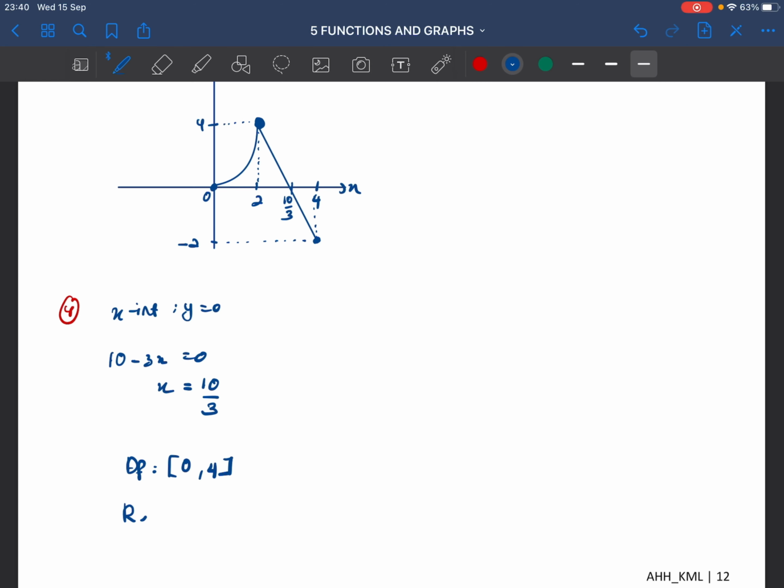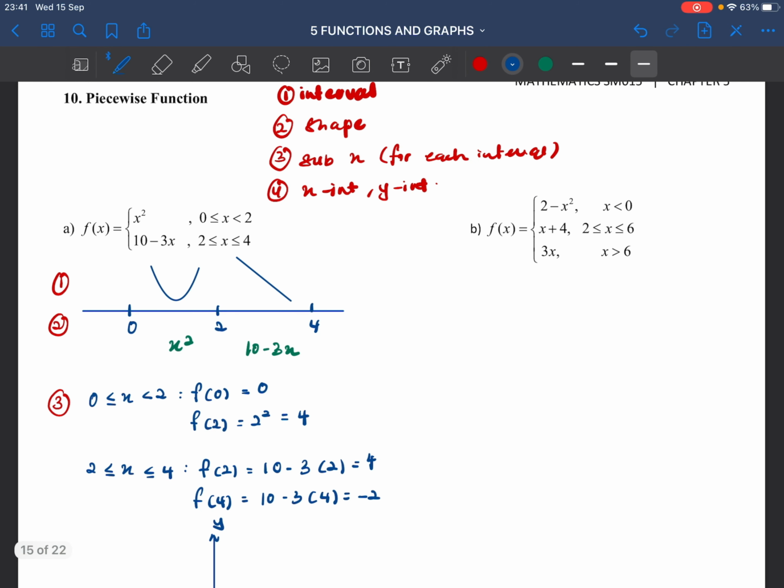And last one, the range is range bawah ke atas. So we have starting from negative to close, membawa kepada 4. Okay, so we will have negative to 4. Okay, so that is how you do your piecewise function. Okay, so basically semua shape yang kita belajar 1 sampai 9 kamu kena tahulah untuk kamu buat piecewise function.